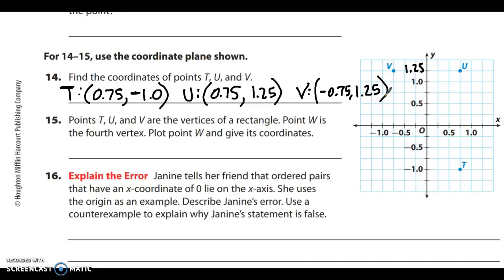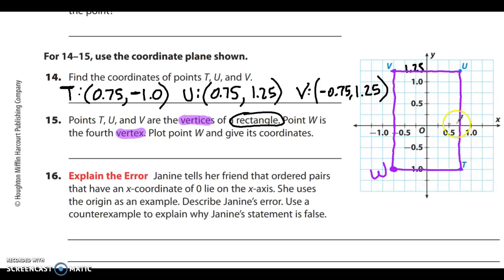Question 15 reads, points T, U, and V are the vertices of a rectangle. Point W is the fourth vertex. Plot point W and give its coordinates. You might not be familiar with vertices or vertex, but you should be familiar with a rectangle. You may have even noticed that this would make a rectangle. So if you filled it in right here, clearly that's going to be a rectangle. It's asking you to find the coordinates of the fourth point. It's not labeled. It's down here in quadrant 3, right here where those two lines meet. So if I can just state what the coordinates are, then I get the right answer.